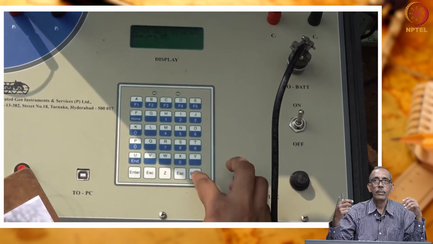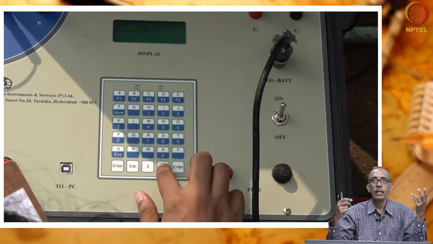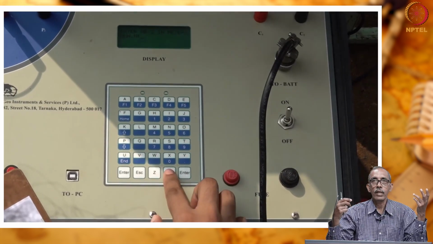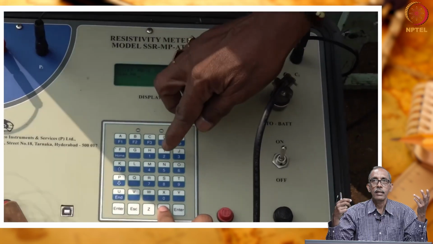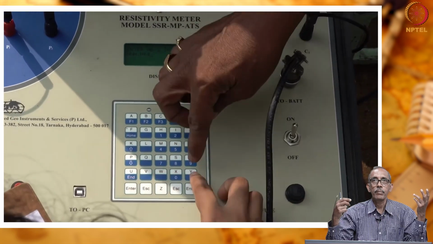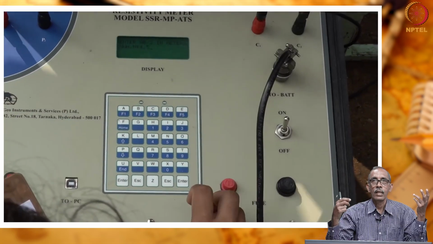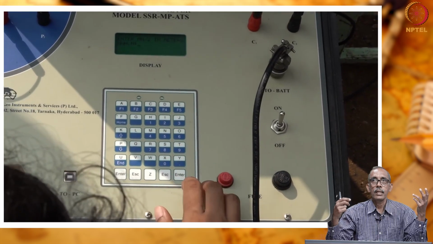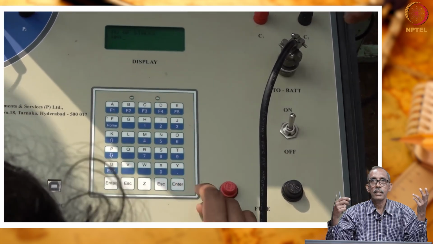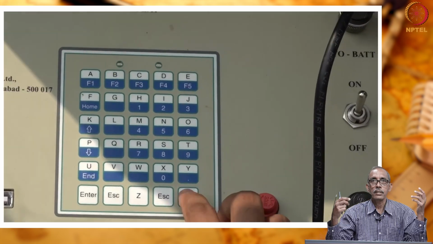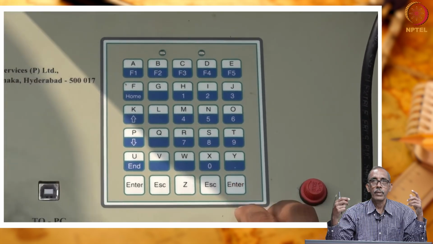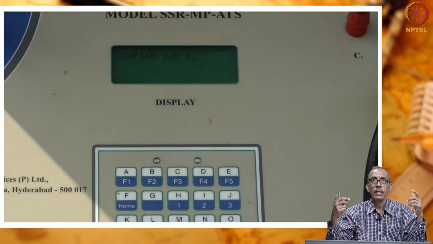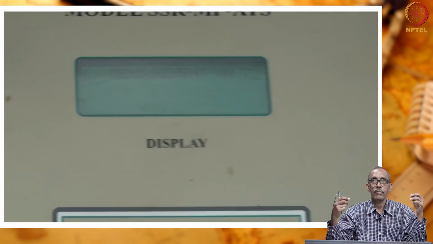So, now we have kept the new distance. Now, we are entering the distance at which we have kept the electrodes. Then we are going to make the measurement, right. After entering the distances, we are going to apply the current. When you apply the current, it will pass into the earth. The meter will directly give the reading of apparent resistivity, right.